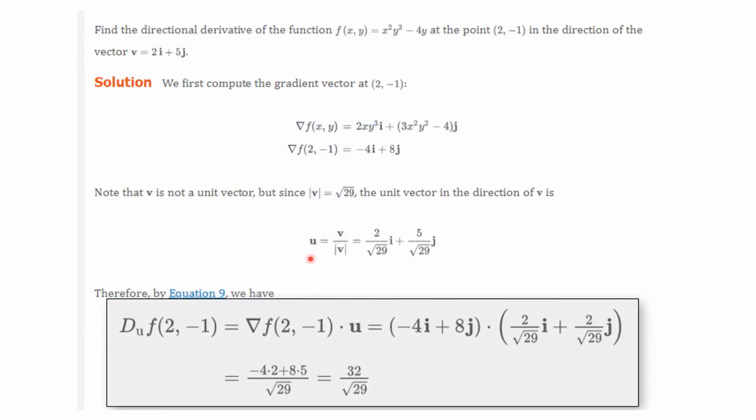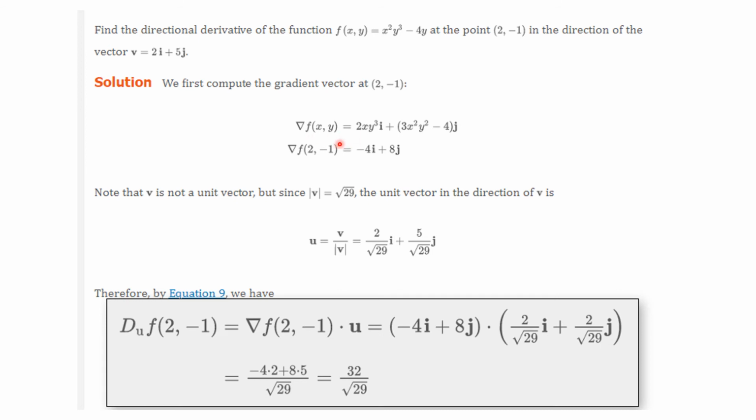Now, one of the things you have to do is remember that the directional derivative is always in terms of the unit vector, so you have to turn 2i plus 5j into a unit vector. So we normalize this vector before we take the dot product. We also have to find the gradient.